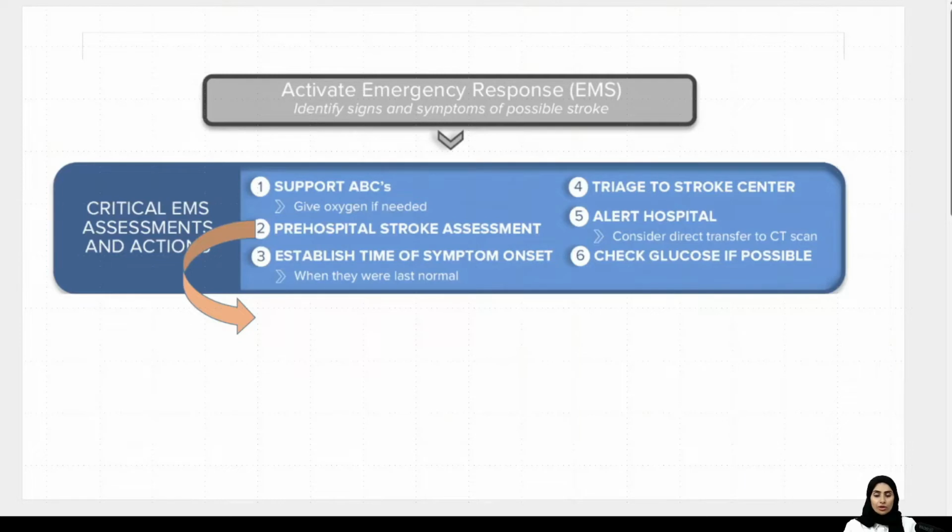After activating the emergency response, support ABCs, and give oxygen if needed if the saturation is less than 94. Pre-hospital stroke assessment: establish time of symptom onset by asking the patient when they were last normal. Triage to stroke center. Alert hospital. Consider direct transfer to CT scan. Check glucose if possible.